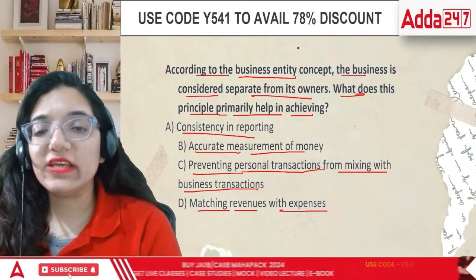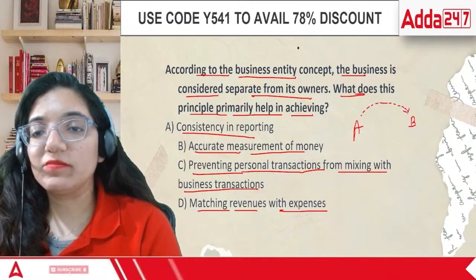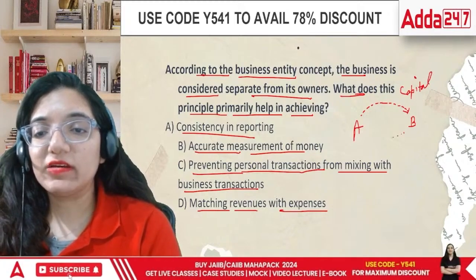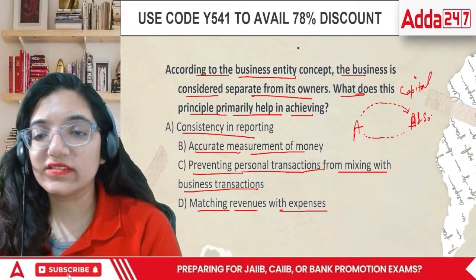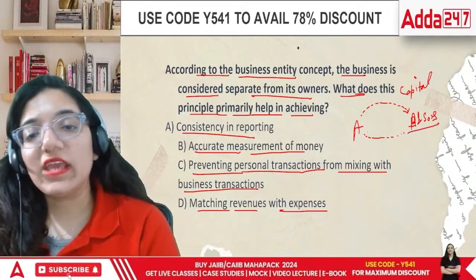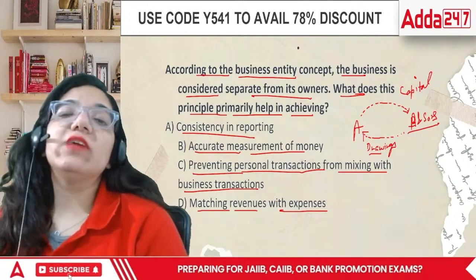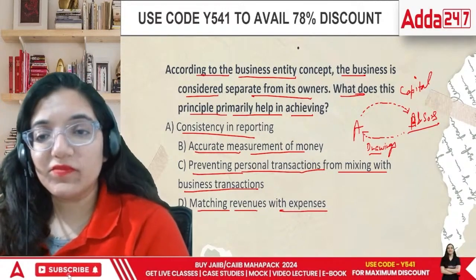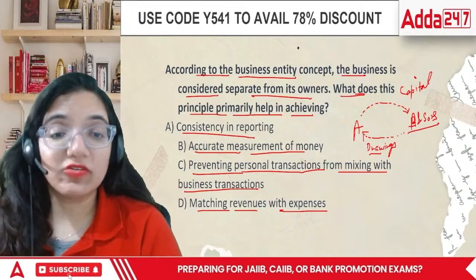This means if A puts money in business, whatever money I'm putting in the business is called capital. A has a business called A and Sons. If A is withdrawing the money, it is called drawings. Even though A is giving money to its own business, A and Sons is a separate entity. Whatever money he is investing in the business is called capital, and whatever money he is withdrawing from the business is called drawings.